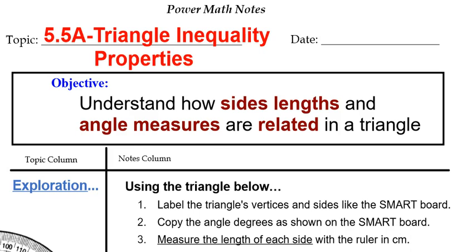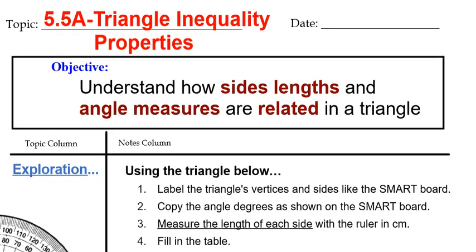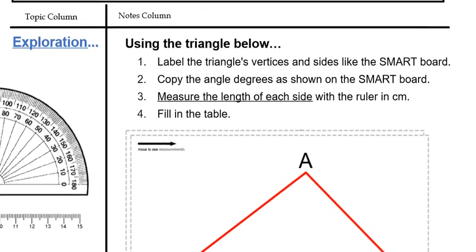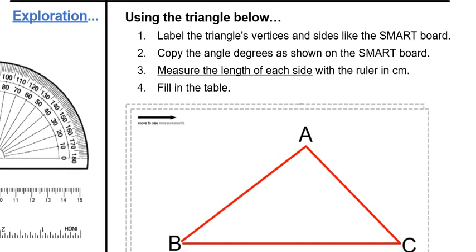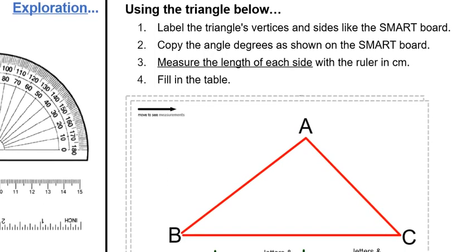So, what we're going to do is move down here. We're going to take this triangle right here. We're going to do a little kind of experiment. We're going to do some measuring here. The first thing it says is that using the triangle below, label the triangle's vertices and sides like the smartboard. So what we have in our notes, if you could put an A on the top of your triangle and a B on the left side of your triangle and a C on the right side of your triangle.